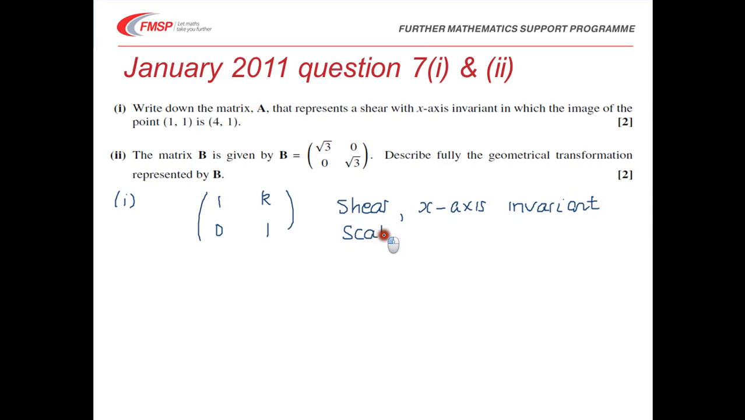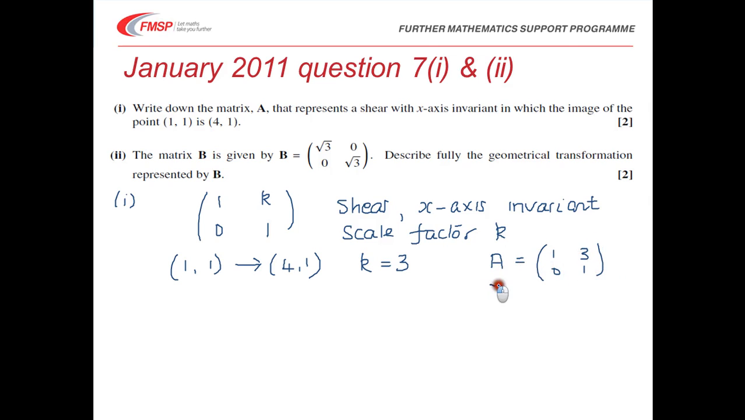Now in our case, what we're told is that the point (1, 1) maps onto the point (4, 1). Which means that it has been moved 3 units along, which means that the scale factor K is 3, and our matrix A will therefore be (1, 0; 3, 1). So that's the matrix that we're looking for.